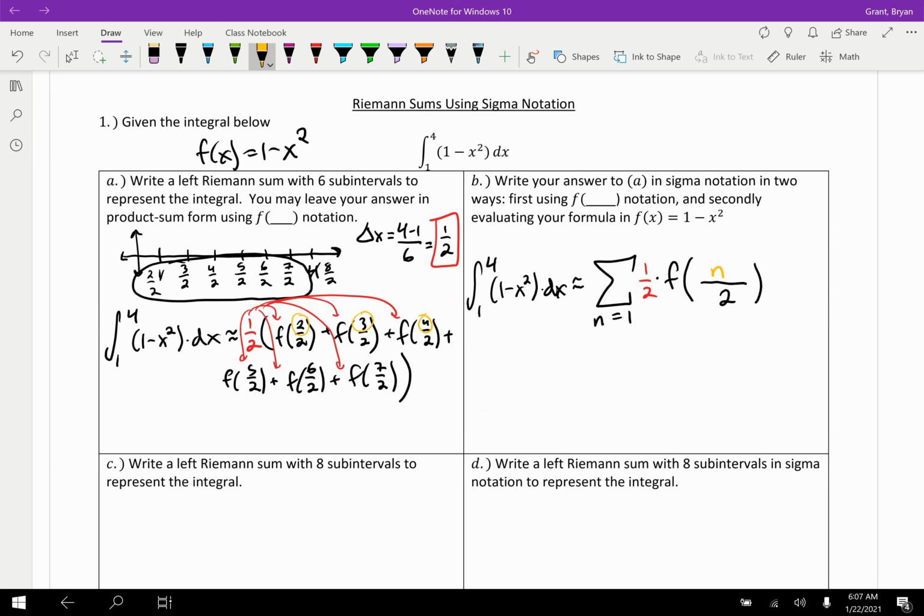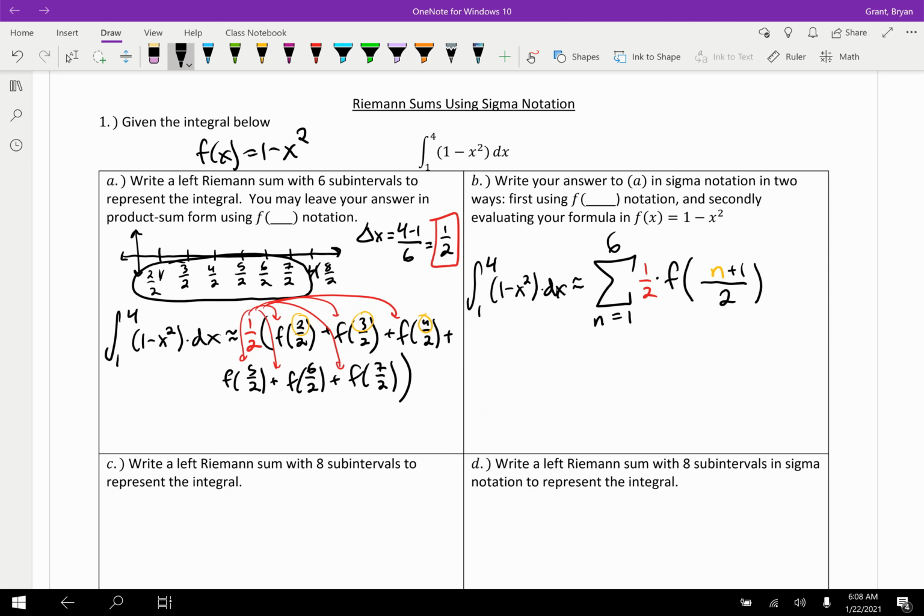And then let's see how we did here. If we substitute 1 in, does that match the first term? No, it doesn't. We need to increment or increase this by 1. If we plug 2 in, 2 plus 1 is 3, that's my next term, and so on and so forth. Great. That looks awesome. And then where do we stop? 1, 2, 3, 4, 5, 6. Oh yeah, 6 subintervals. This is a shorthand way to write our Riemann sum approximation.